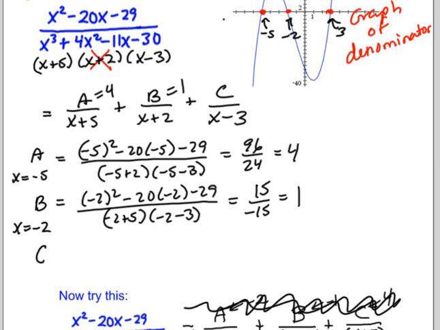And then my C is plugging x equals 3 into everything. So I have 3 squared minus 20 times 3 minus 29 all over 3.